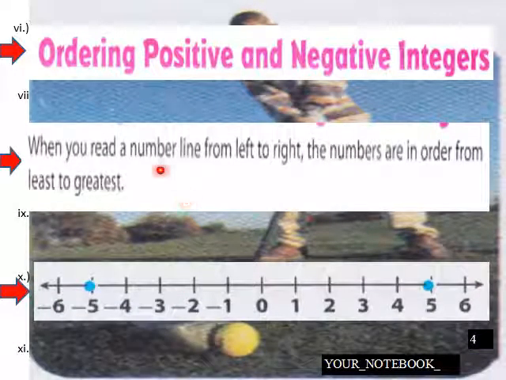Ordering positive and negative integers. When you read a number line from left to right, the numbers are in order from the least to the greatest. This is the least, and then this would be the greatest here, moving from left to right.